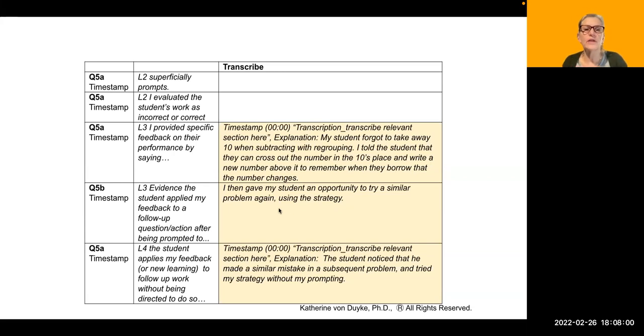And so all of that would be the evidence of the feedback and follow-up, and the feedback would all be probably located next to each other on the video. If not, you would put a separate timestamp. However, if your student also initiated a follow-up as I described previously, you might need a timestamp, and you might need to transcribe that area too. And the explanation here would be that the student noticed that he made a similar mistake in a subsequent problem and tried my strategy without my prompting, and then you would show evidence for that.